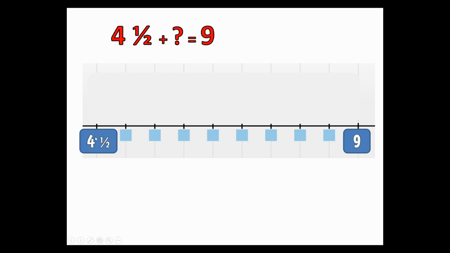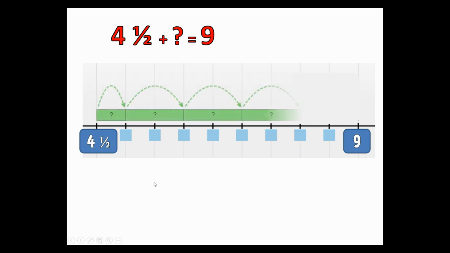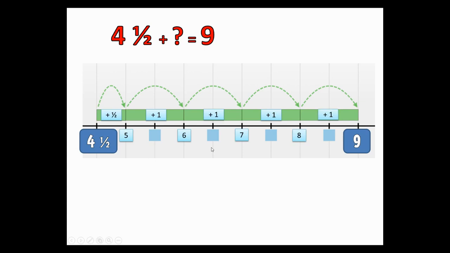And yes, fractions can go on a number line. 4.5 is the halfway point between what 2 numbers? Did you say 4 and 5? You're right. So the next hop or stop on our number line would be 5. And we would have to jump halfway, or a half jump, to get to 5. The next whole number would be 6, and it takes plus 1 to get to 6 from 5. Another hop of 1 would get us to 7, and one more hop of 1 to get to 8. And lastly, another hop of 1 to get to 9.